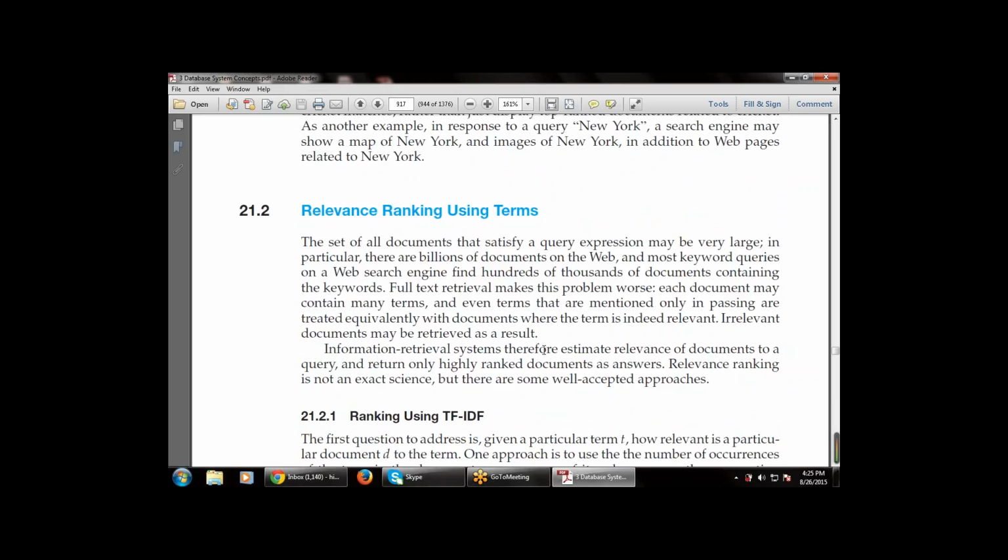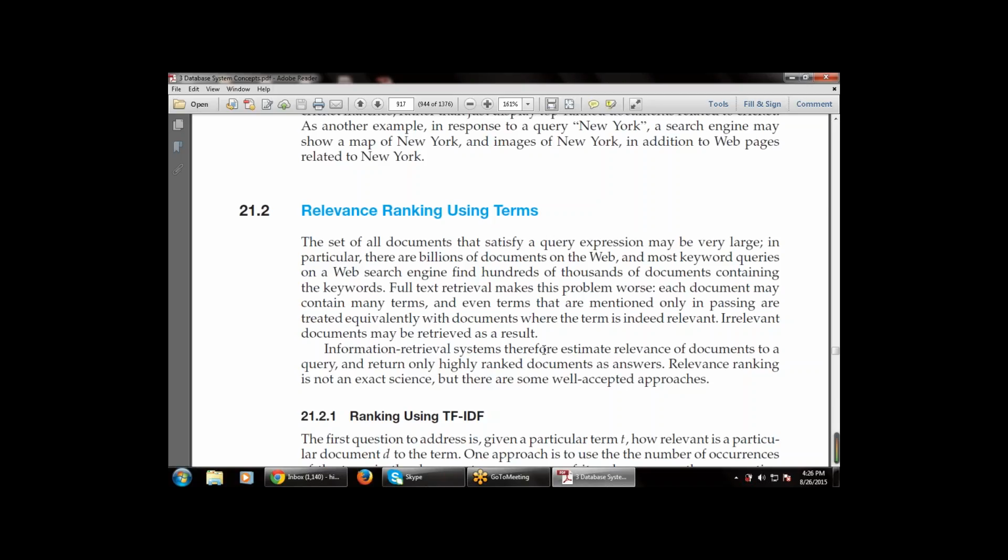The set of all the documents that satisfy a query expression may be very large. In particular, there are billions of documents on the web, and for most keyword queries on a web search engine, there are hundreds of thousands of documents containing the keywords. So the documents that satisfy a query expression may be very large.